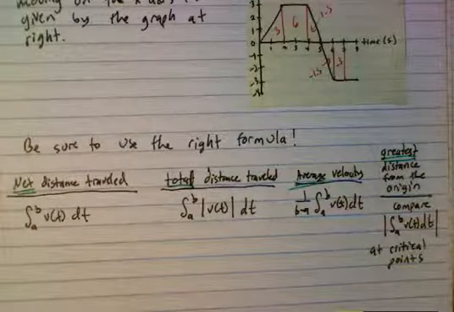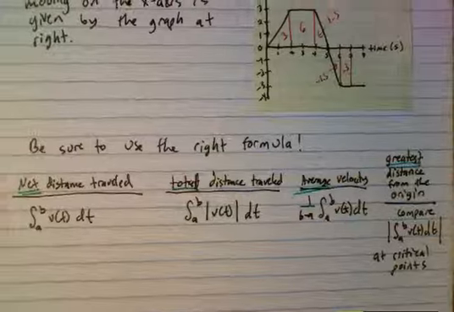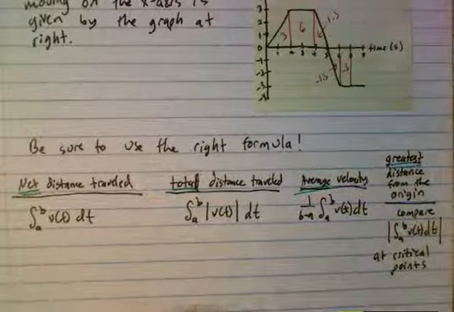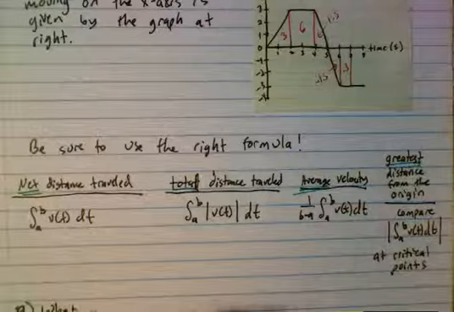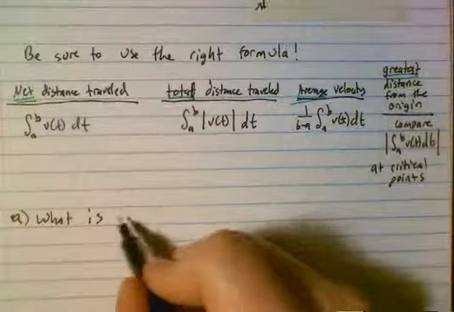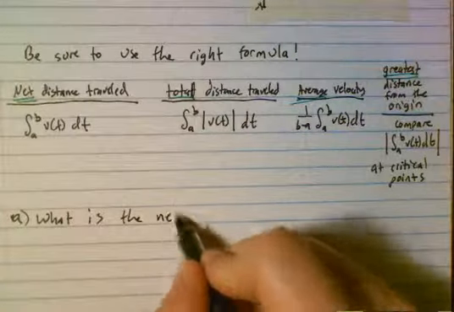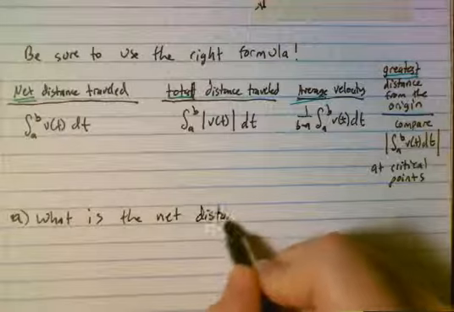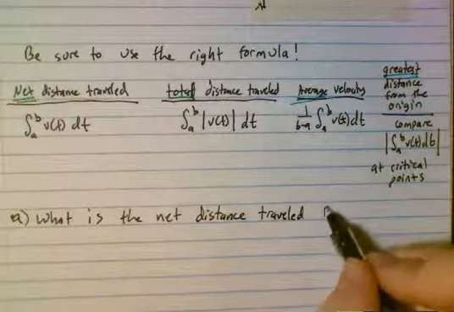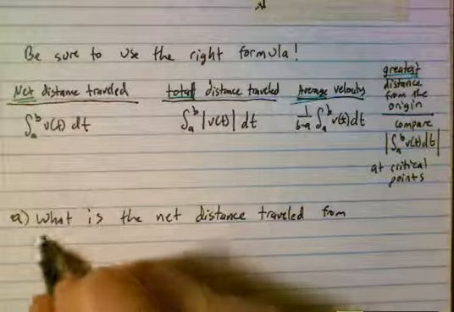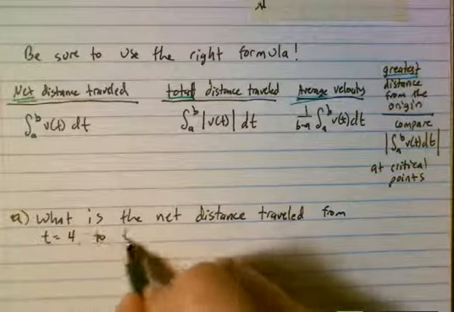So let's start off. What is the net distance traveled from t equals 4 to t equals 7?